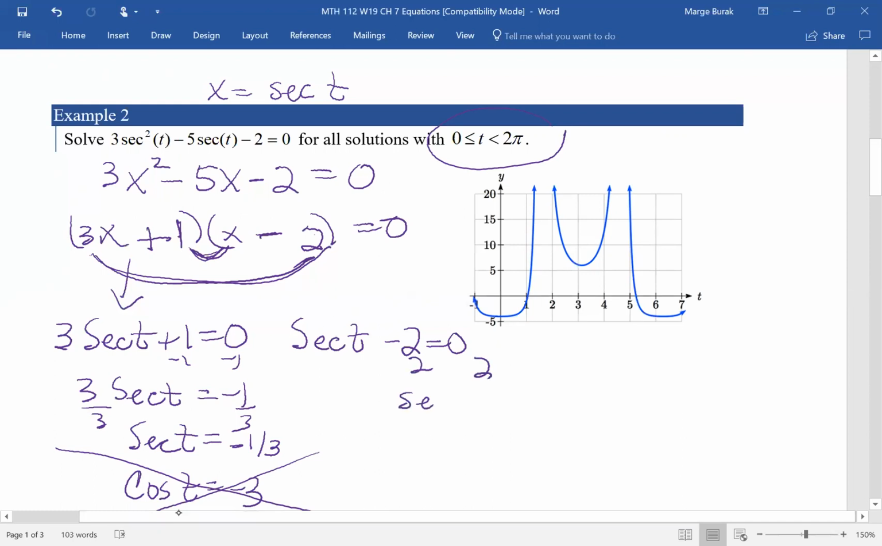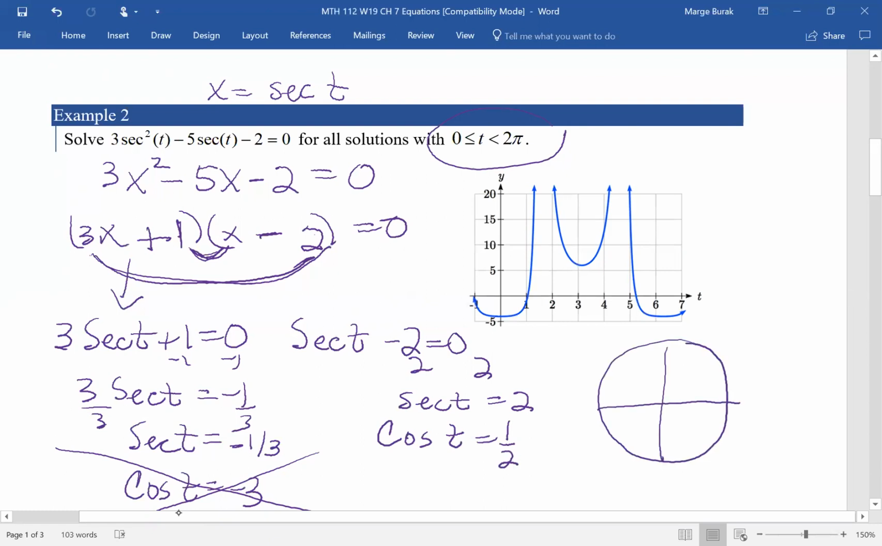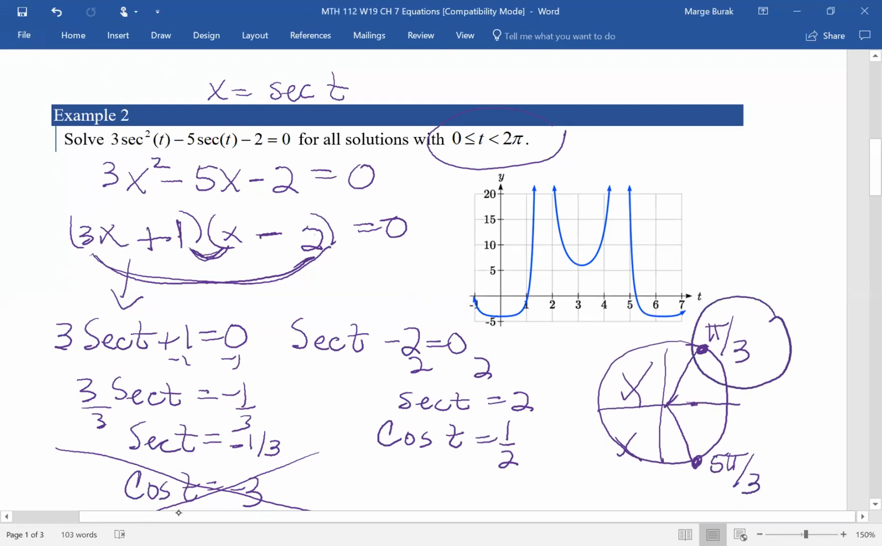All right, so let's take a peek at this one. Put the 2 on the other side, and I have secant of t equals 2, well, that means that the cosine is the reciprocal of 2, which is 1/2. Now that, I know. So cosine is the x-coordinate, so here's my 1/2. So that's going to be up here and down here, because these are negative cosines. We don't want those. So that's my pi over 3, and this is my almost 6 pi over 3, so that's going to be 5 pi over 3. So my two answers are pi over 3 and 5 pi over 3.